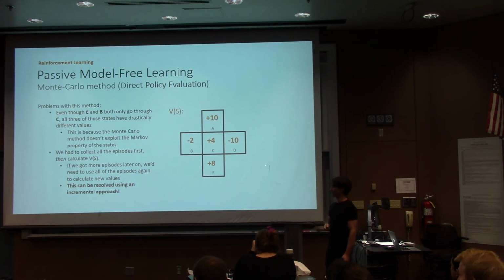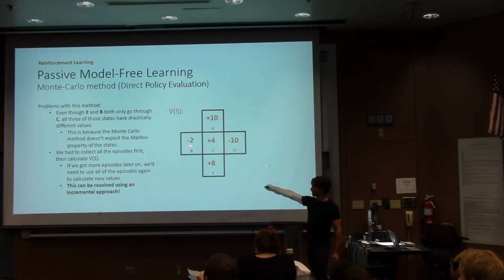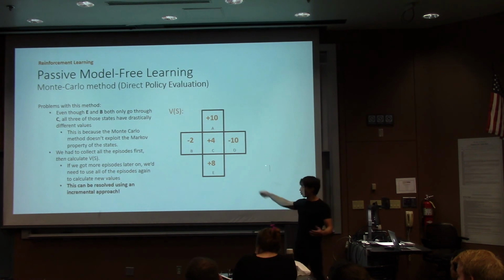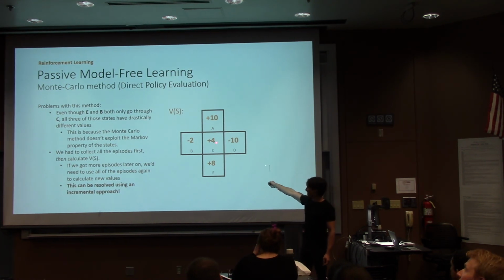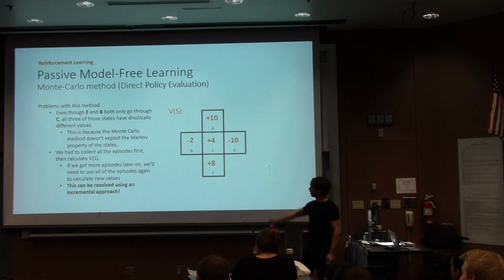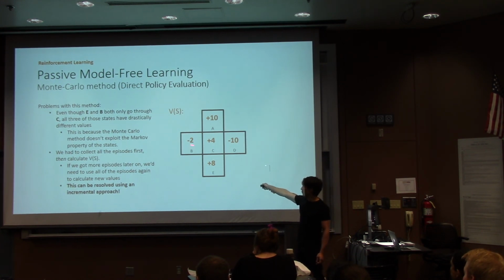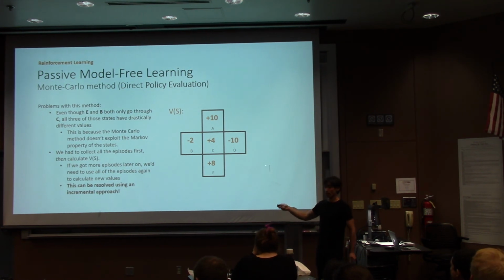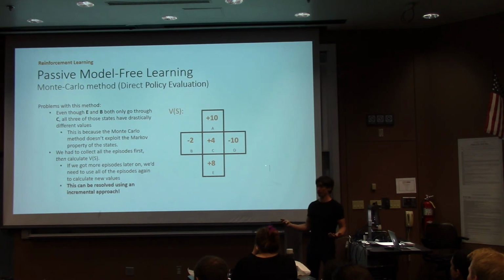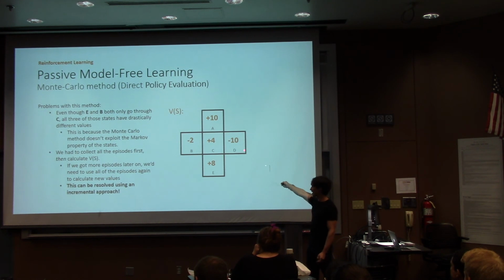Now there are some problems with it. Notice that states B and E only ever went through C. This is supposed to represent the values that you get for being in this state and going forward. So why is it that even though B and E both go through C, B, C, and E all have completely different values? Surely they should be similar. That's because the Monte Carlo method doesn't exploit the Markov properties. All it does is look at the total return at the end and update it.